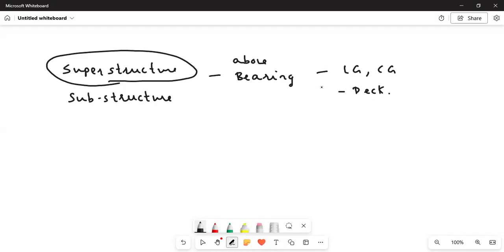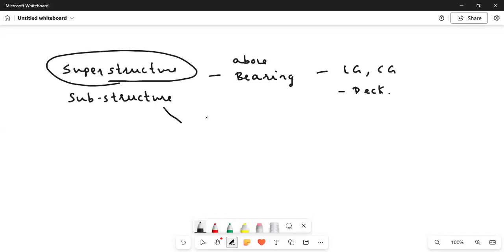So in this subject, we will see the design of the superstructure. We will see the design of the deck slab, the design of longitudinal girders and cross girders. So basically, we will look at the design of superstructures. We will also look at the analysis of the substructures, not the design, but the analysis. But here we need to understand what comes in the substructure.